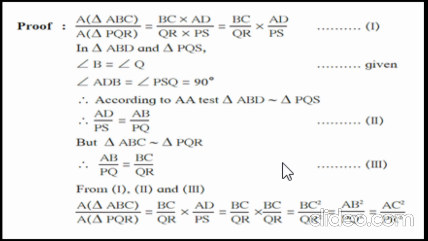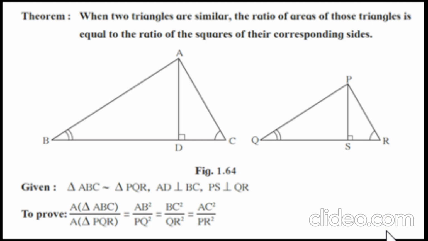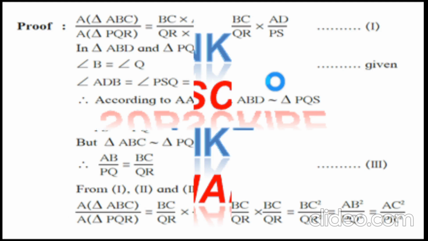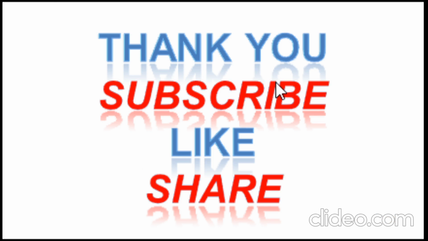Similarly we can show that area of triangle ABC upon area of triangle PQR is equal to AB square upon PQ square, AC square upon PR square. So again see the theorem. When two triangles are similar, the ratio of the areas of those triangles is equal to the ratio of the squares of their corresponding sides. Okay, so this will help us to solve practice set 1.4 of the similarity chapter.